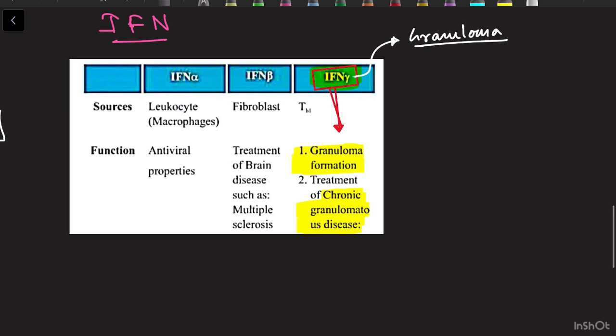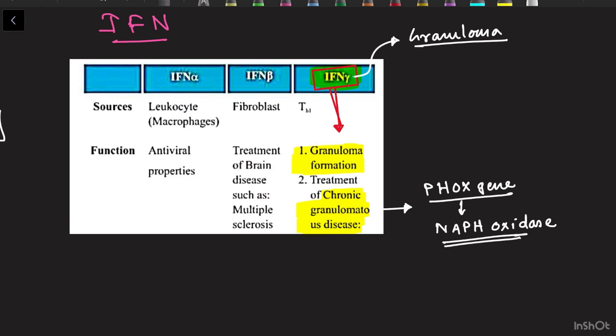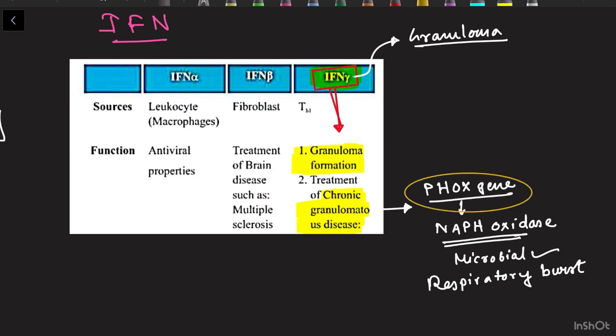Now, in chronic granulomatous disease, basically, what happens, if I explain to you in short, there is a mutation in the FOX gene. This FOX gene basically codes for my NADPH oxidase enzyme, which is responsible for destruction of microbial antigens or bacteria in general by phagocytosis or by respiratory burst. So in this disease, due to the mutation in the FOX gene, there are recurrent infections, especially by catalase positive bacteria.